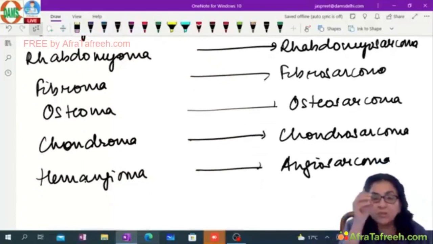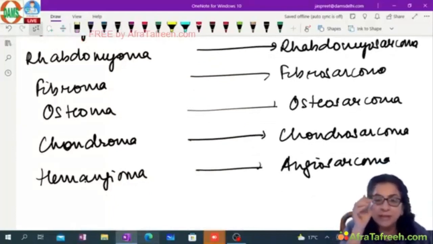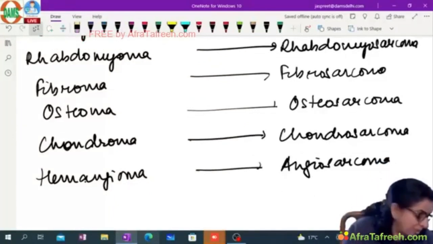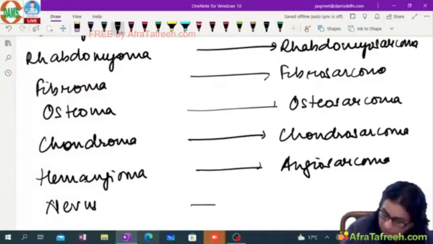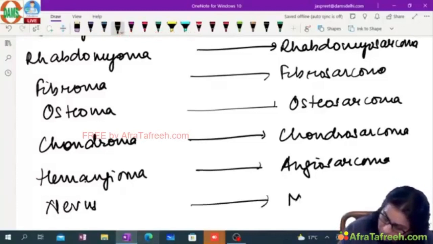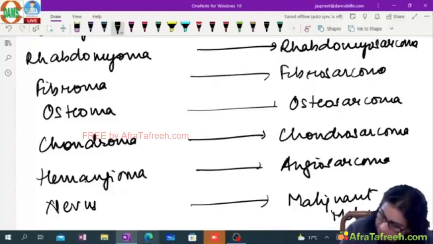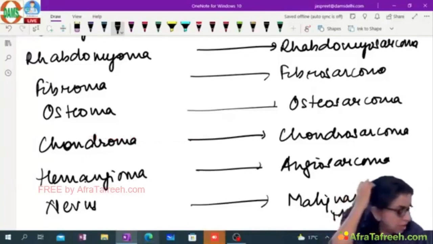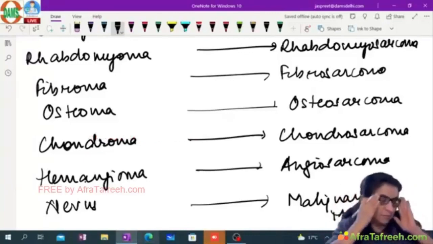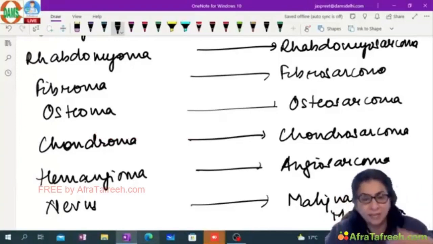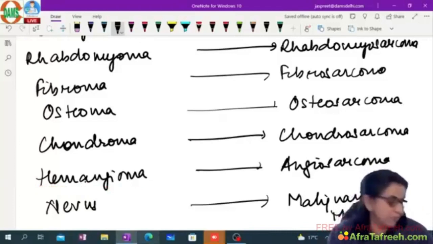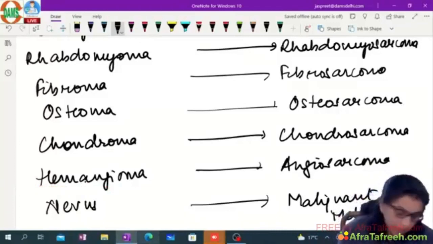Then, in the skin we have melanocytes that produce melanin. A benign tumor of a melanocyte is a nevus. The malignant counterpart is a malignant melanoma. So this is how we give names to benign and malignant tumors. This is the nomenclature of benign and malignant tumors.